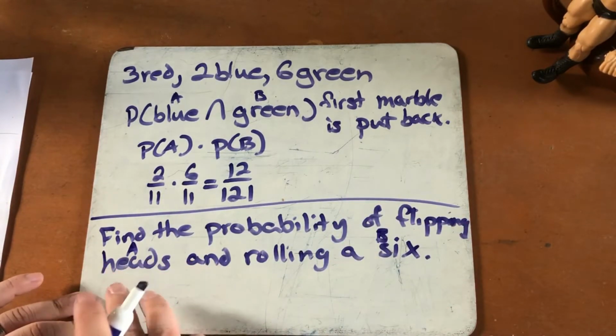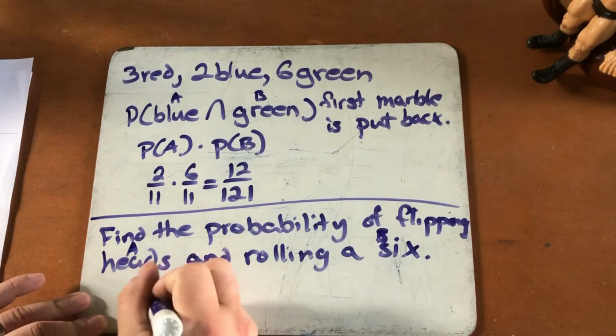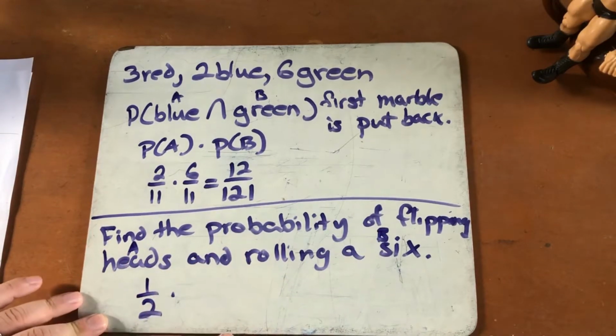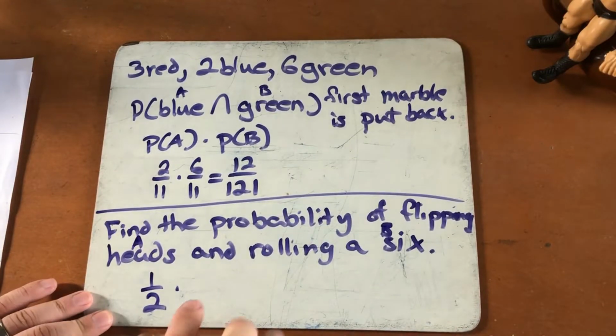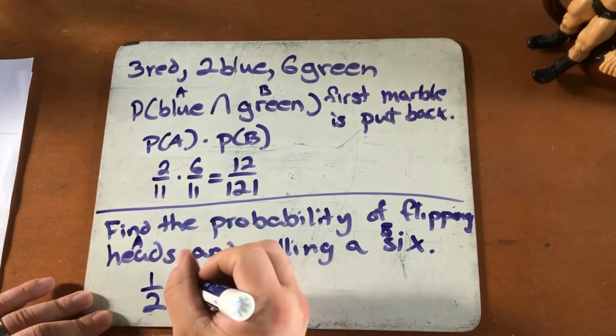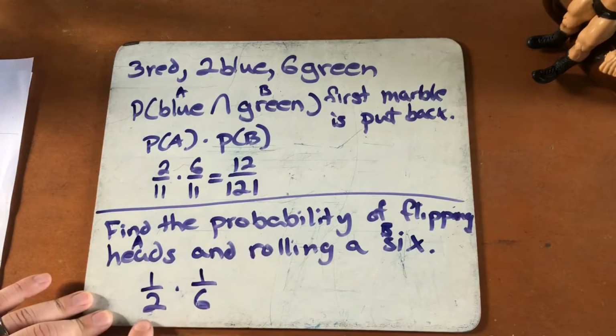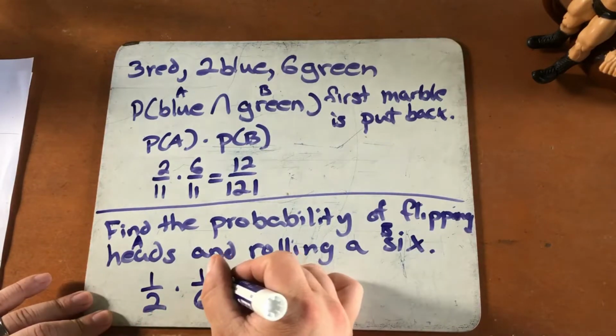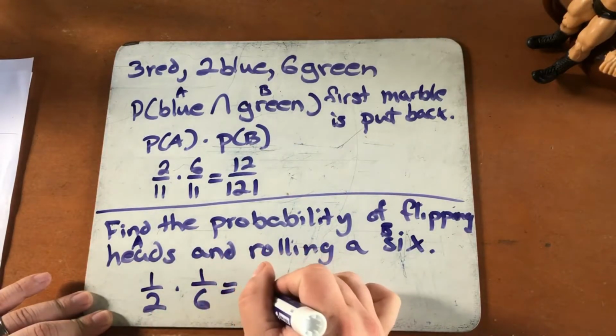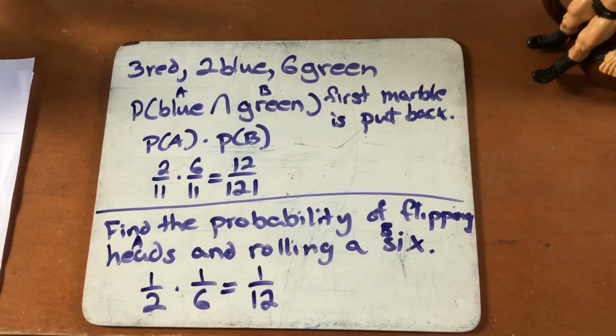What's the probability of flipping a quarter and having it land on heads? 1/2. What's the probability of rolling a 6? 1 out of 6. When I multiply my fractions straight across, that gives me 1/12. So there's 3 examples of when my events are independent.